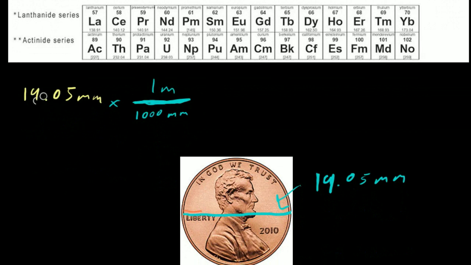So if I divide 19.05 by 1,000, I get 0.01905 meters. The important thing to realize is that when I do this calculation, my units of millimeters will cancel out, and I'll be left with meters. So that'll be the new unit on my measurement. We've got 19.05 millimeters as the diameter of a penny, and 1,000 millimeters is equal to 1 meter.